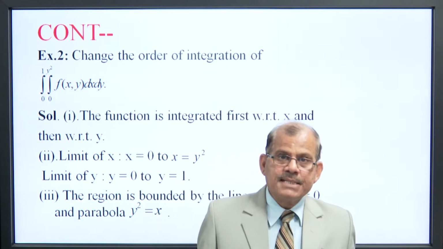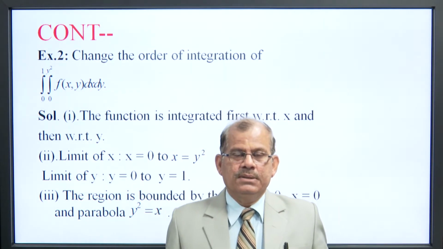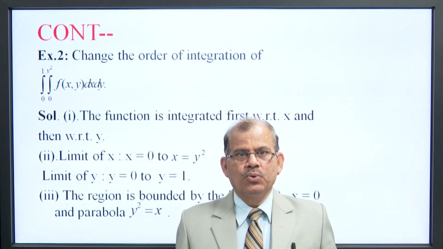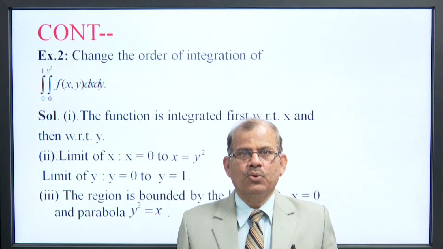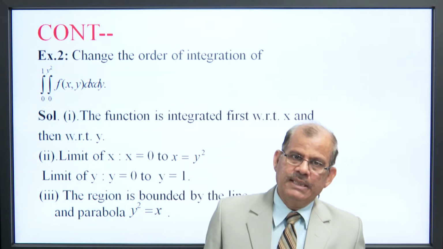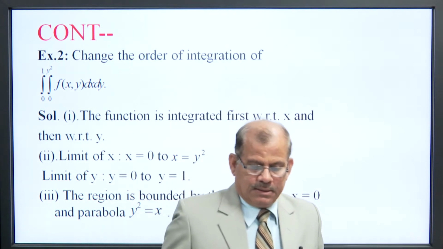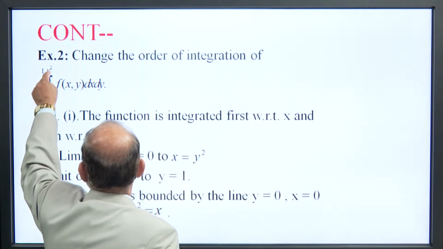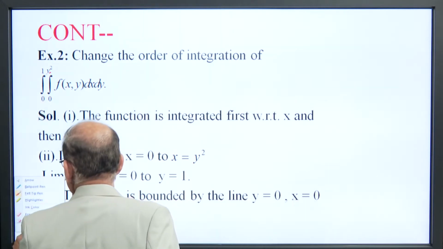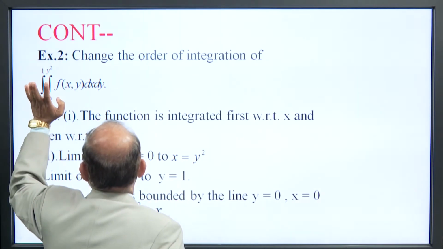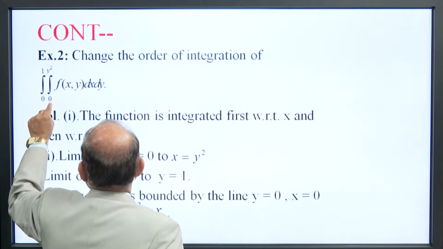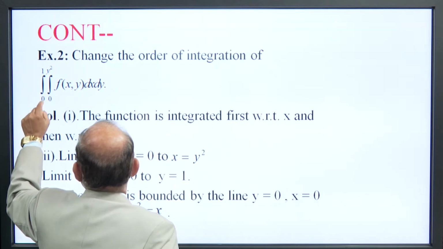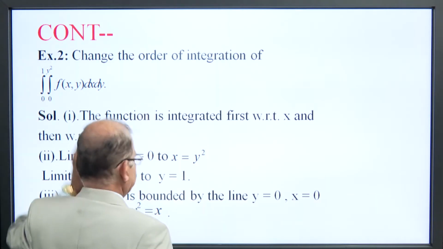Second example: change the order of integration of the integral over 0 to 1 and 0 to y square of f(x, y) dx dy. Since the limit contains y, it is the limit of x, meaning x varies from 0 to x equals y square, and y varies from 0 to 1.